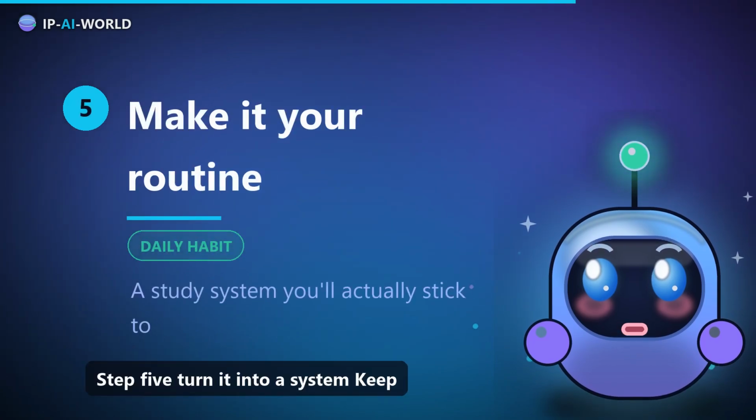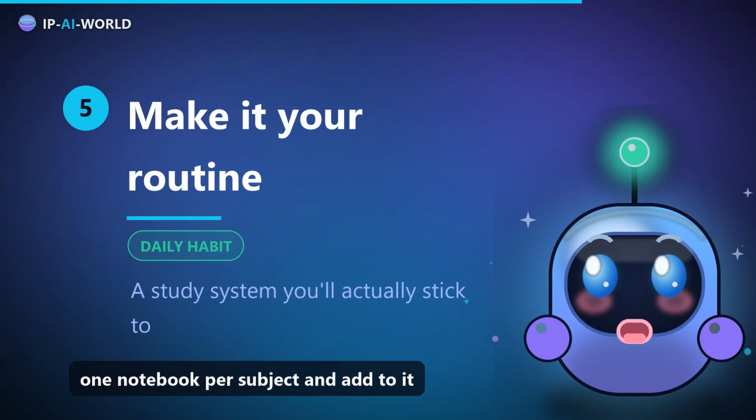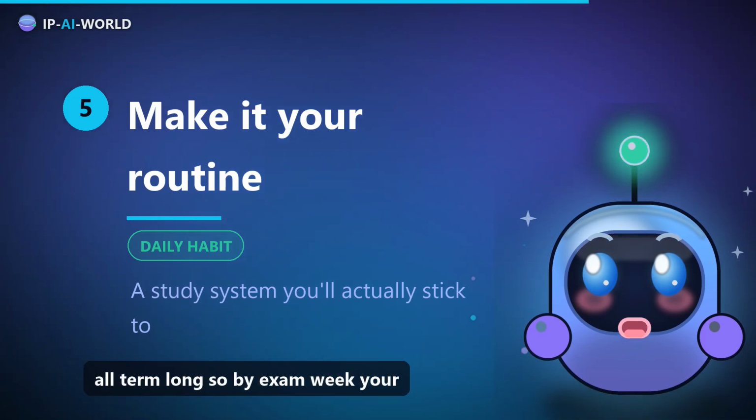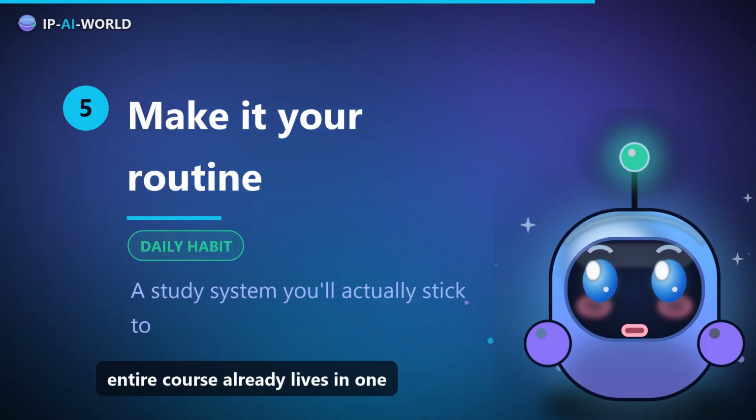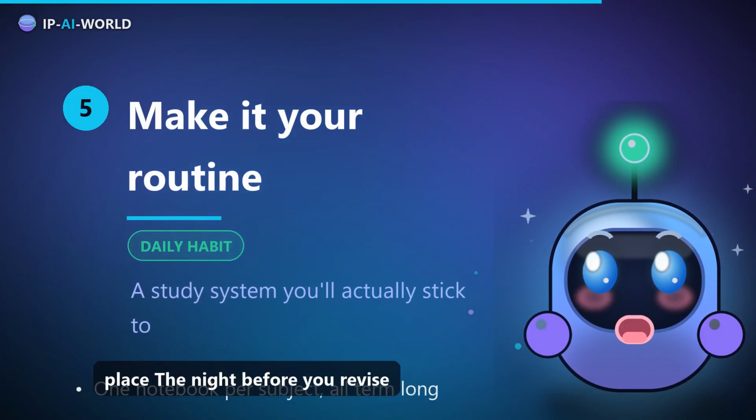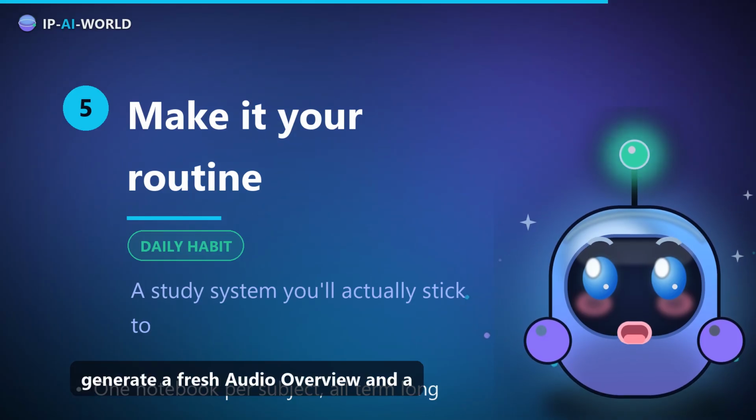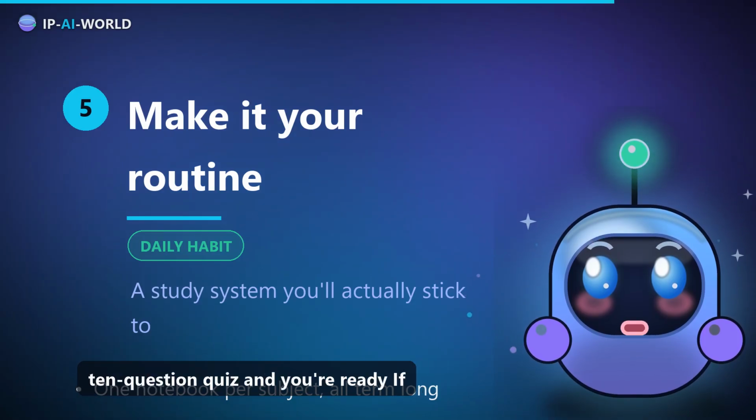Step 5. Turn it into a system. Keep one notebook per subject and add to it all term long. So by exam week, your entire course already lives in one place. The night before you revise, generate a fresh audio overview and a 10-question quiz, and you're ready.